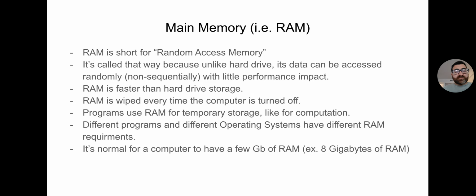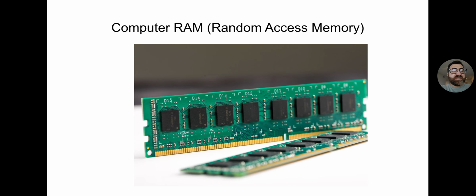We're going to take a look at RAM. This is a photo of RAM that goes in a desktop computer. Computer RAM, random access memory. It's this green rectangle. The gold teeth at the bottom are the part that attaches to the motherboard.